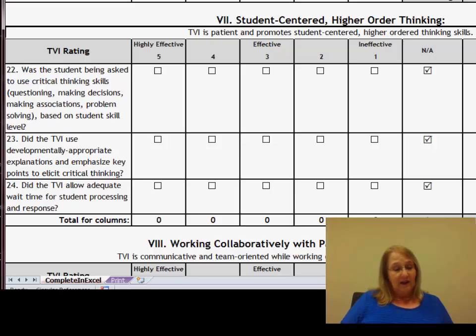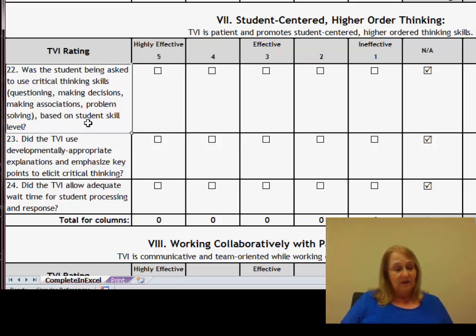Was the student being asked to use critical thinking skills? And that can include things like questioning, making decisions, making associations, problem solving, based on student skill level. So even our students with the most multiple impairments are often able to do problem solving through just making choices. Simple choices could be the way that you would demonstrate using critical thinking skills that are based on that student's level.